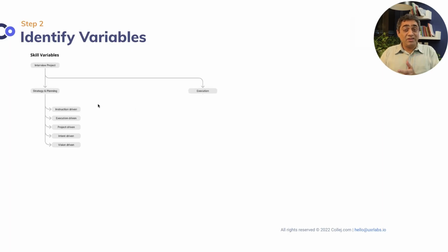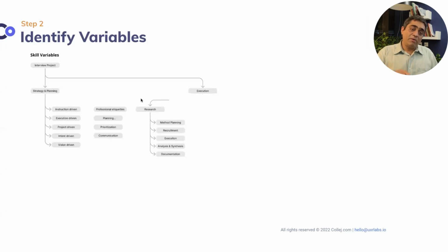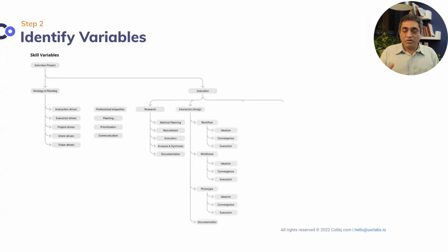That said, there's a second component to it, which is execution, your ability to execute. So when you're thinking about execution, let's go on to the next slide, please. When you're thinking about execution, there are multiple components to execution. So again, given your specialization, you could be looking at research. So it is like, hey, can you do method planning? Can you do recruitment, execution, analysis and synthesis, documentation? Or if you were doing, let's say, interaction design or visual design, you're looking at different aspects. So when you're doing interaction design, are you able to do your workflows? Are you able to do wireframes? Are you able to do prototyping? And are you able to document?